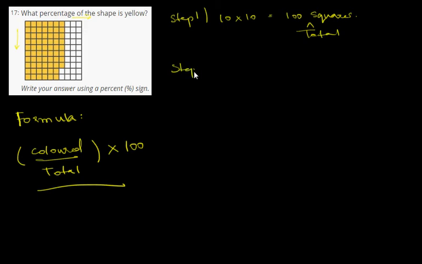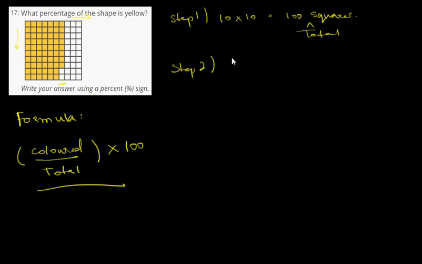Step 2 is to calculate the number of squares that are colored. So let's count them. We have 1, 2, 3, 4, 5, 6 columns that are entirely colored, and we have this 7th column which has 8 squares that are colored.